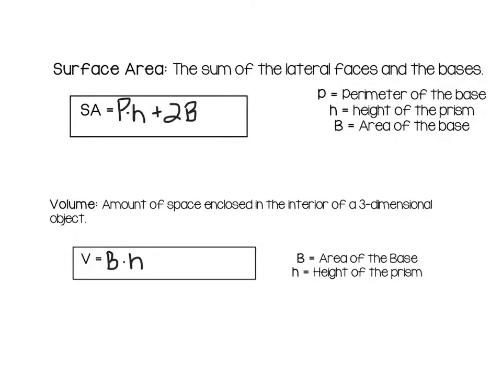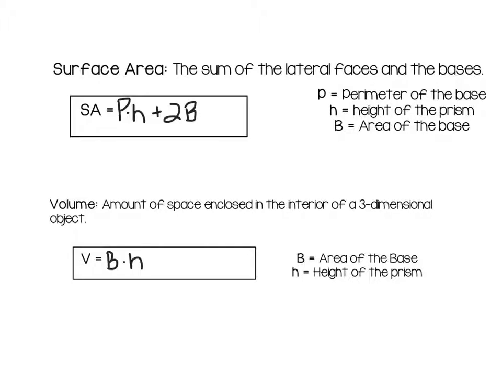Our last geometry unit is on surface area and volume of different figures. The first 2 days we're going to focus on different types of prisms. And for all these prisms, we have the same formulas for surface area and volume. Surface area is the sum of the lateral faces and the bases. You can think of it as how much wrapping paper it would take to wrap my object.